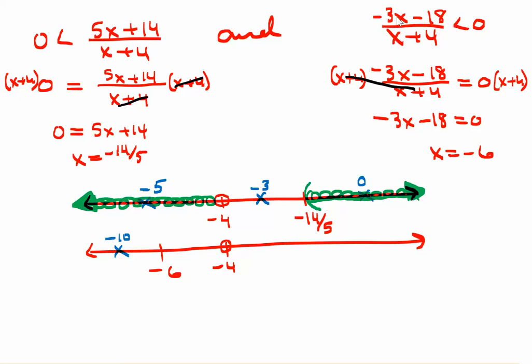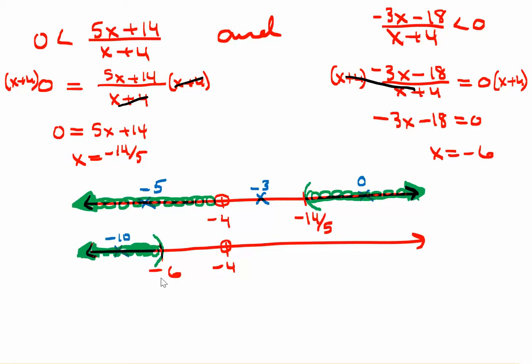Plugging in a -10 into this. Let you guys do that, and again, I want to know true or false if I plug in a -10 into that. So -10 times -3 makes 30. 30 subtract 18 makes it 12. And -10 subtract 4 makes a -14, and positive over negative is a negative, and it is less than 0. That is a true statement. I do want all that stuff there.